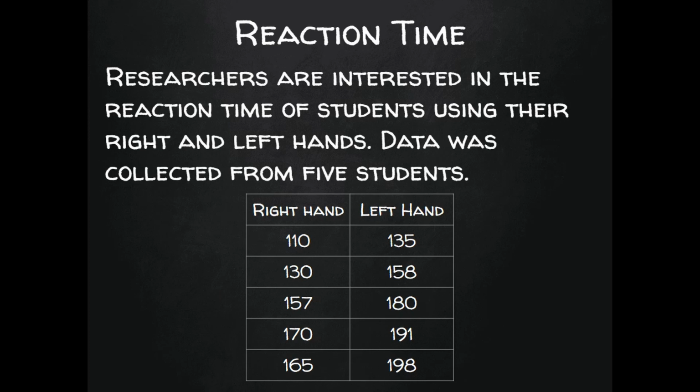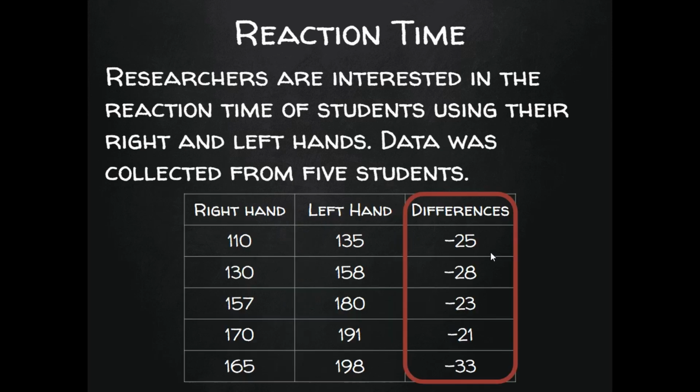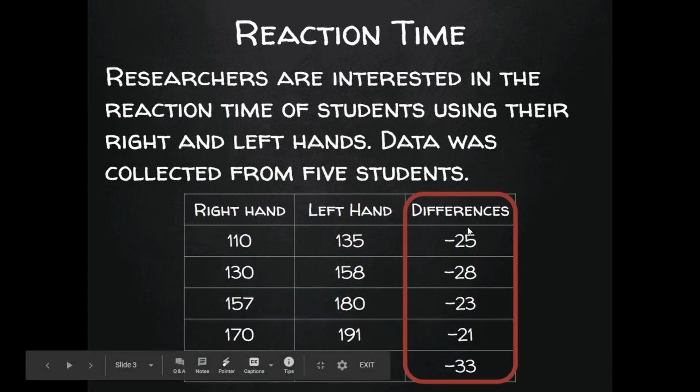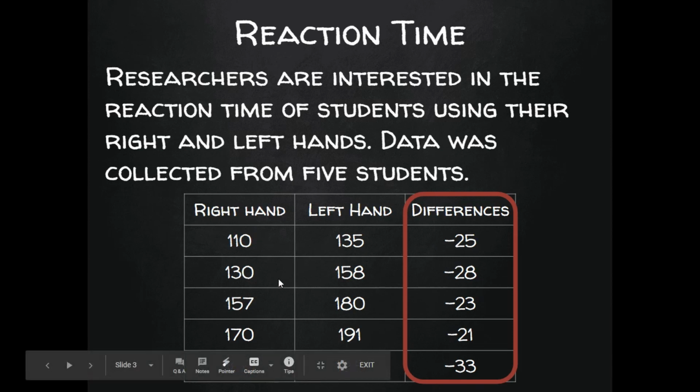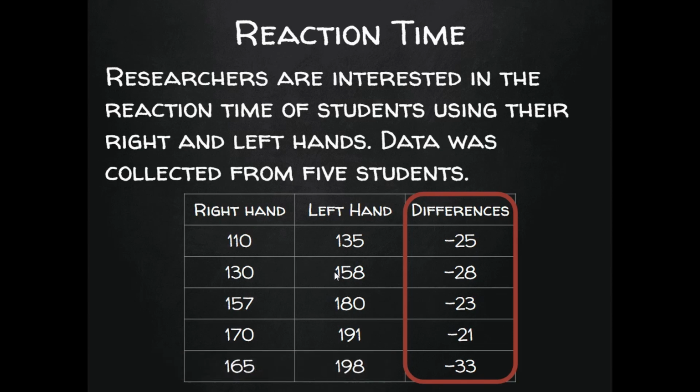In order to address the lack of independence, what we're going to do is pair up each of these values from the students, their right hand and left hand reaction times. We're going to subtract them and make a list of differences. So here we have the difference between this student's right hand and left hand, and the difference between this student's right hand and left hand.